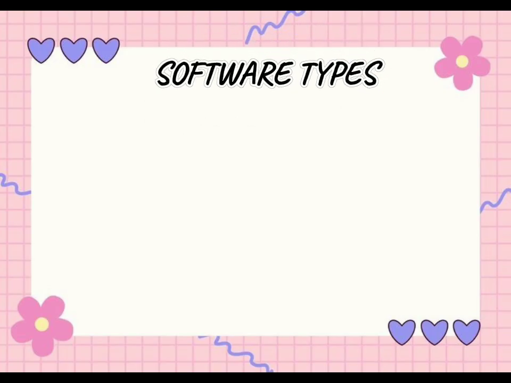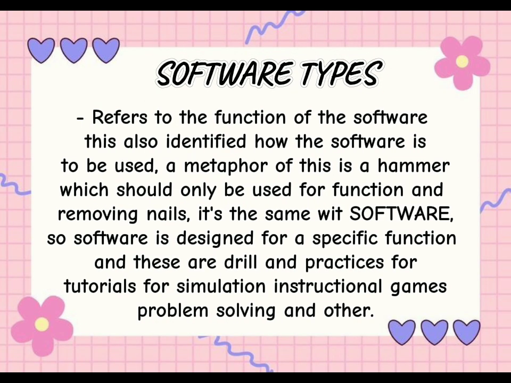The next is software types. Types or categories refer to the function of the software. This also identifies how the software is to be used. A metaphor of this is a hammer, which should only be used for pounding and removing nails. It's the same with software. Software is designed for a specific function, and these are drill and practice, tutorials, simulation, instructional games, problem solving, and others. So these categories are what classify the function of our software.